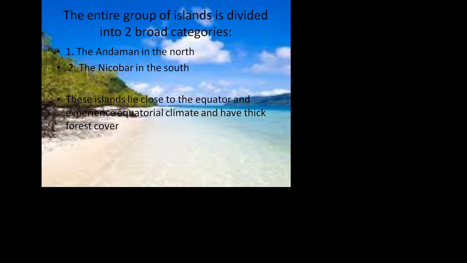Now let's talk about the Lakshadweep Islands. The word Lakshadweep means 1 lakh islands in Sanskrit. They lie scattered off the coast of Kerala in the Arabian Sea. It is the smallest union territory in India. A short question can be there: which is the smallest union territory in India? We will give the answer: Lakshadweep.